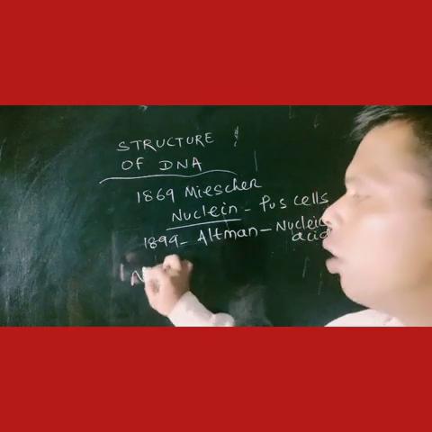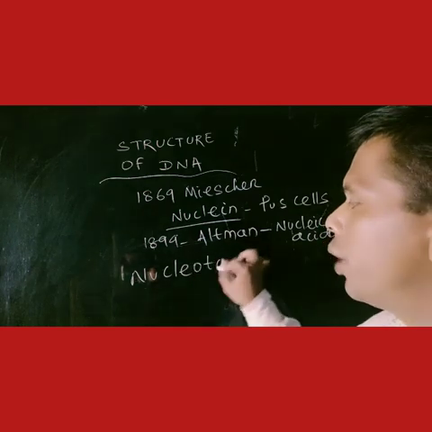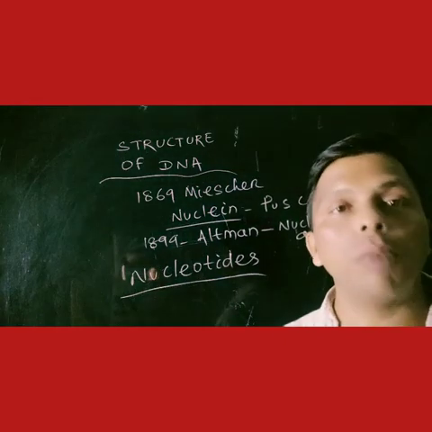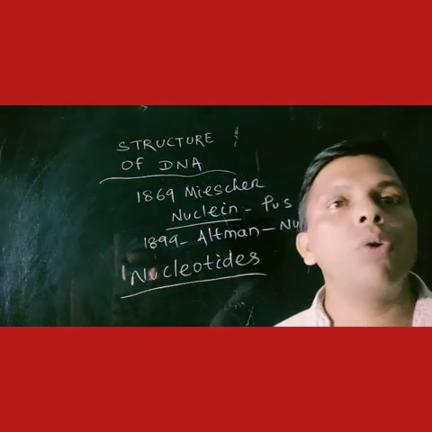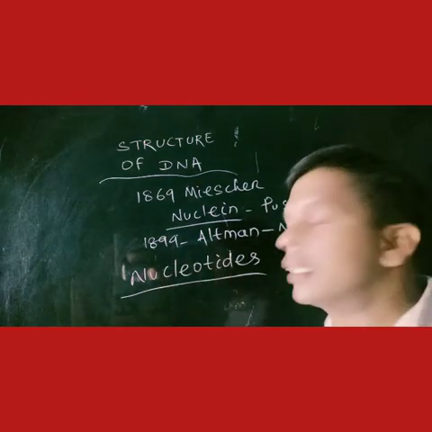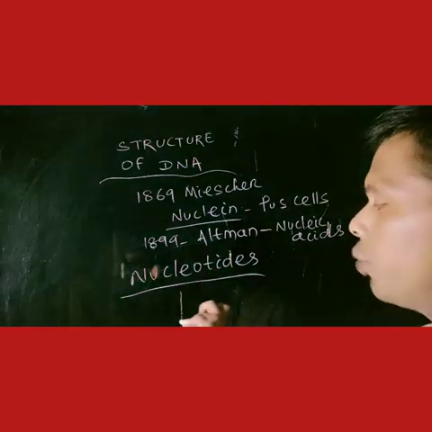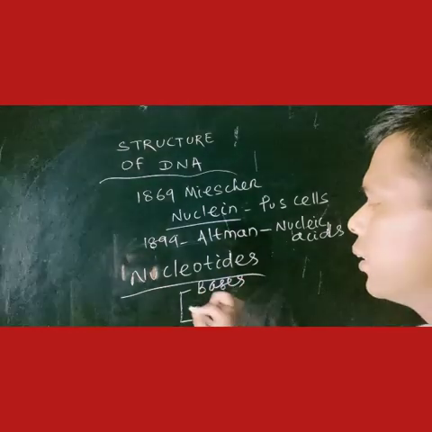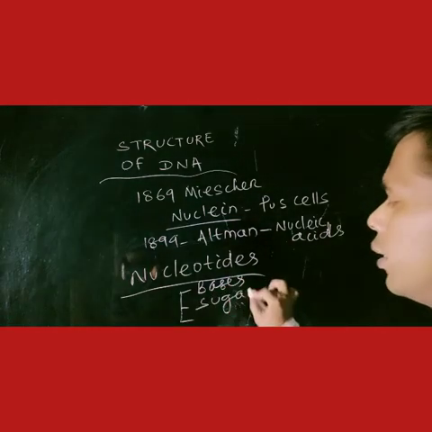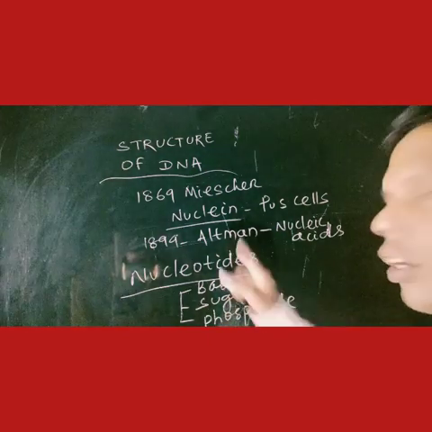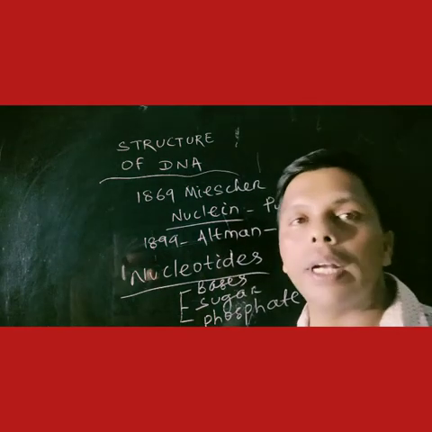Nucleic acids are formed of polymers of nucleotides. The nucleotides are formed of three varieties of compounds: bases, sugar, and phosphoric acid. These are the three compounds forming the nucleotides.